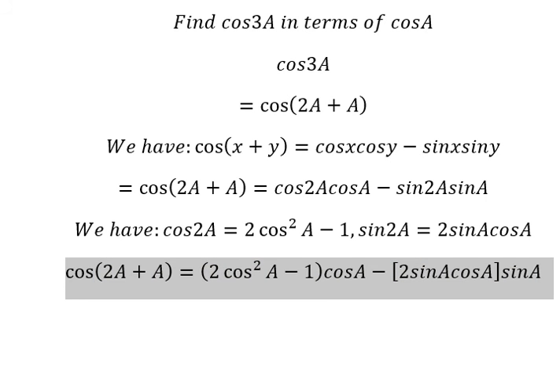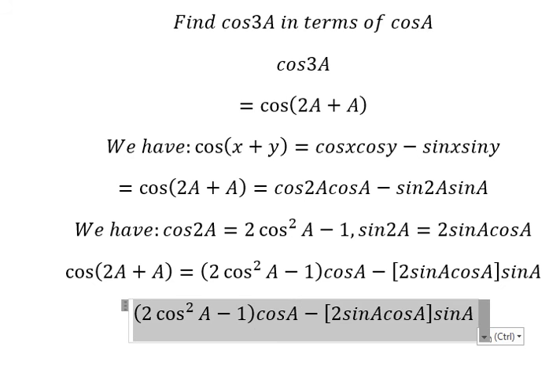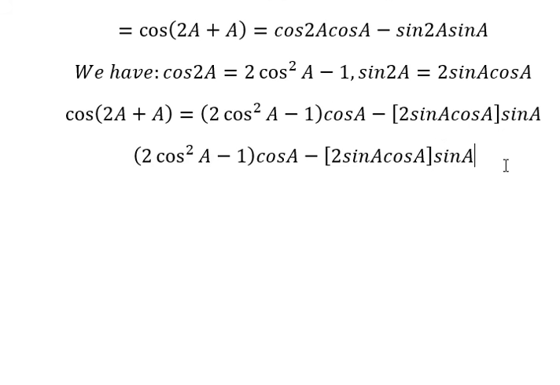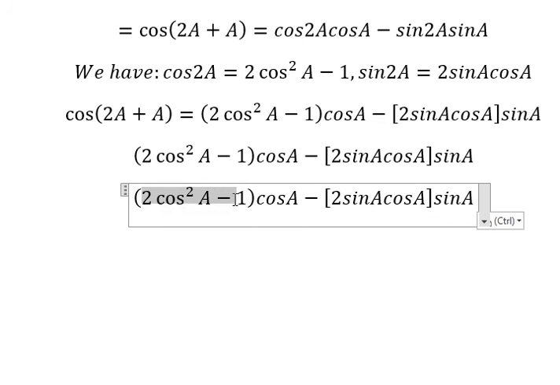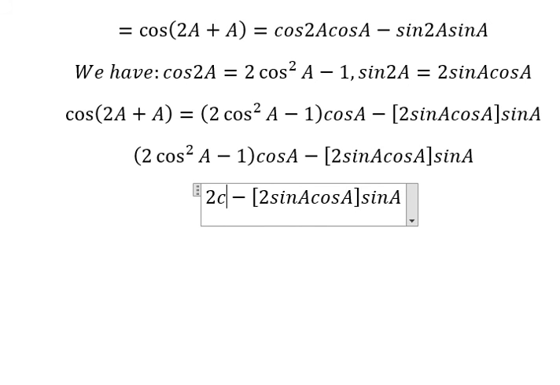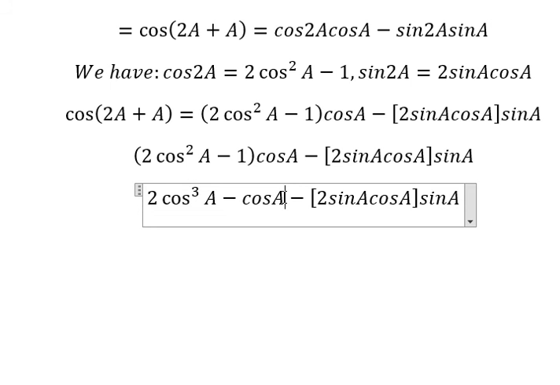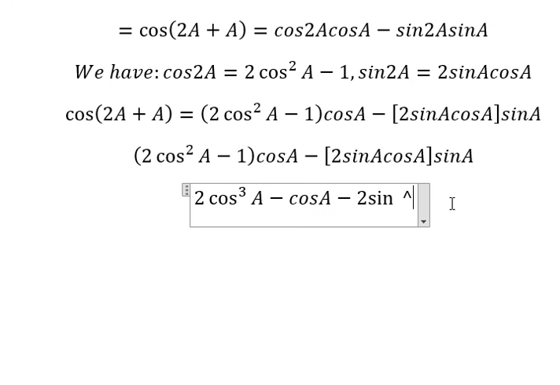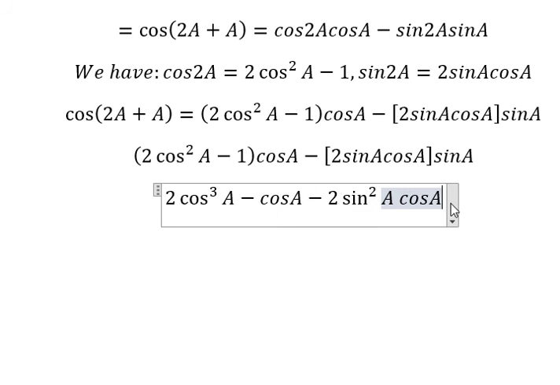Now we will simplify. Cos A with cos²A, and the number 1, we will have 2 cos³A − cos A. Sin A multiplied by sin A, we will have 2 sin²A cos A.